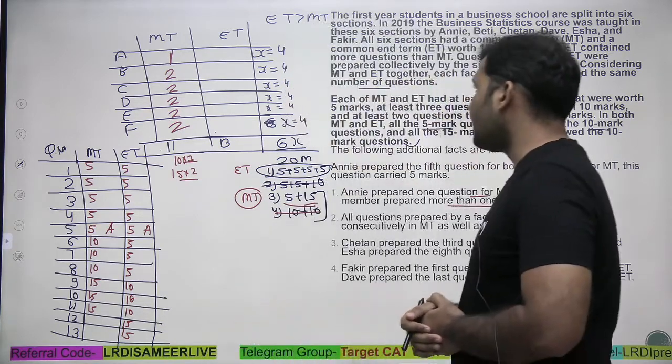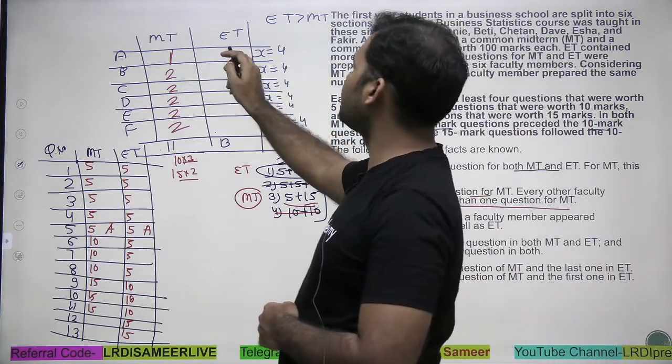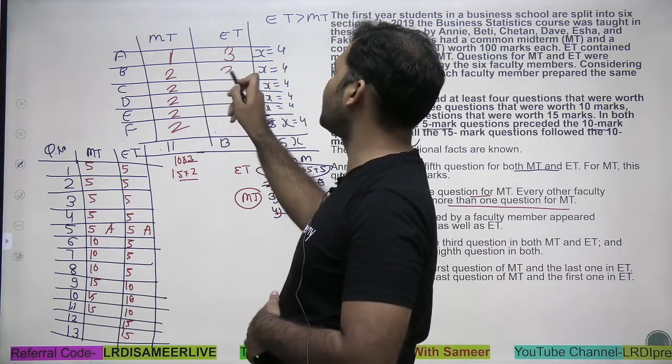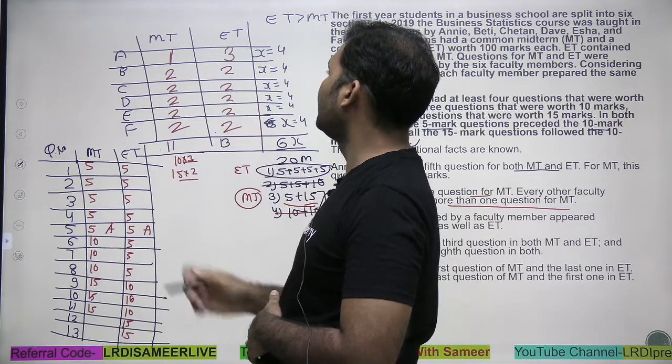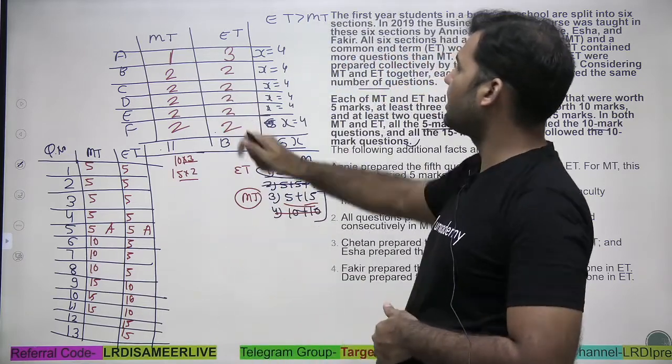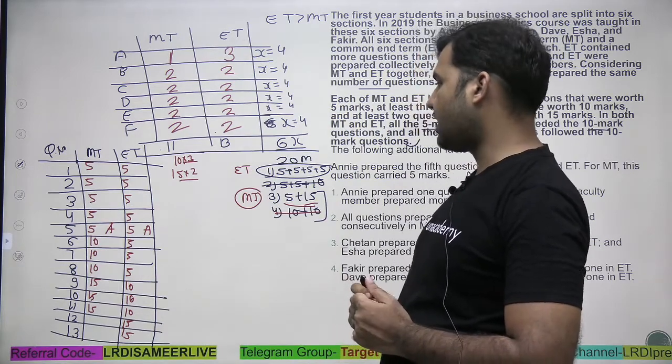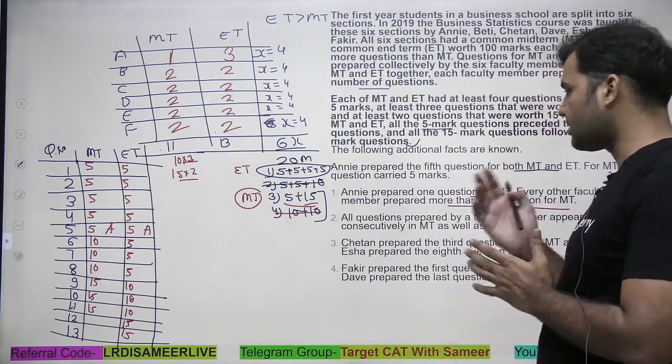So each of them will be preparing minimum 2 questions, only then I'll be able to make it 11. Total number of questions are 4, so 1 is here. So Annie will be preparing 3 questions here. Total are 4, 2 is here. So all these values are 2, right? So I get to know Annie is preparing 1 here and 3 questions of ET. Now 3 questions of ET are prepared by Annie. Okay, let's see what those 3 questions are.